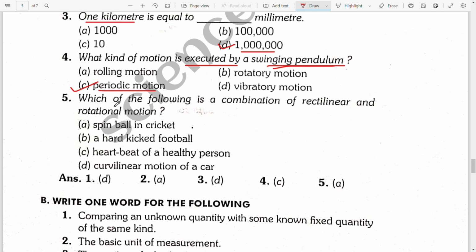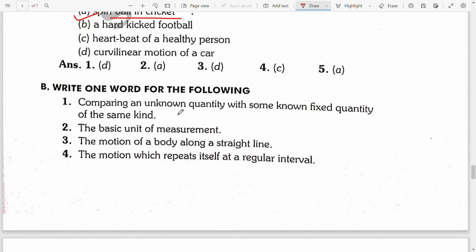5. Which of the following is a combination of rectilinear and rotatory motion? Spinning ball in cricket. Answer A is the correct.